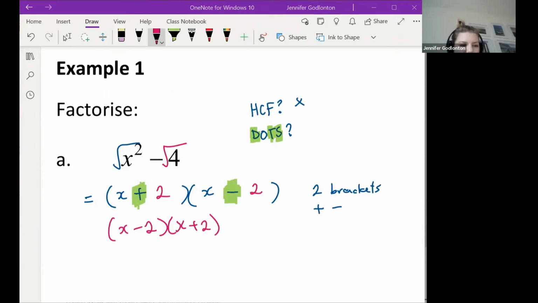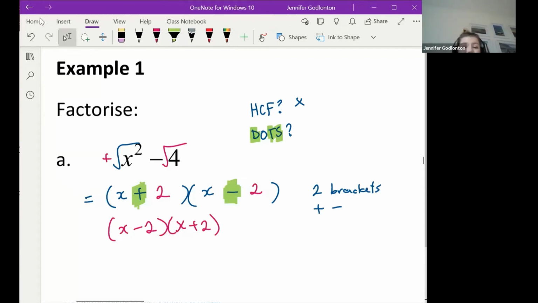Tiana, how can I help? Ma'am, I just want to give a suggestion to people who are struggling with the signs. The way I understand it now, because the x to the power of 2 is positive and the 4 is negative, you just put that in. You just see the positive and the negative and you put your signs in the brackets. That's great, Tiana. If that helps anyone, you can definitely do it that way. So you can see you have a positive and a negative, so you have a positive and a negative.